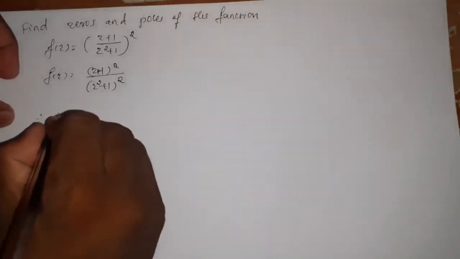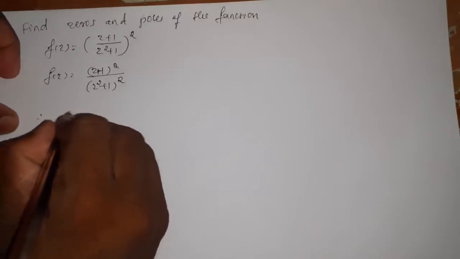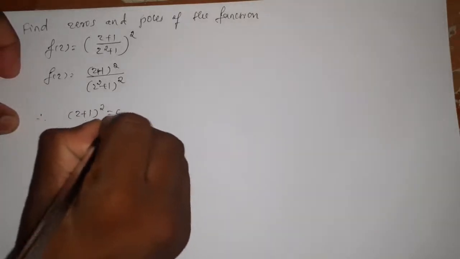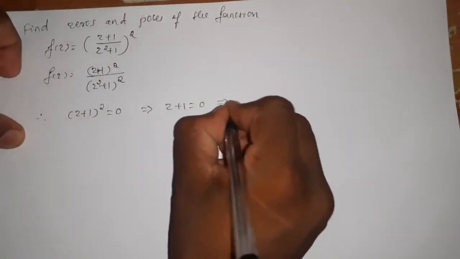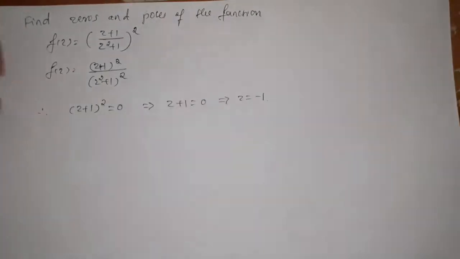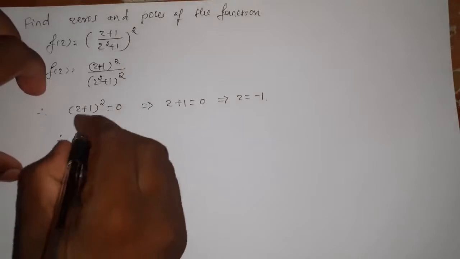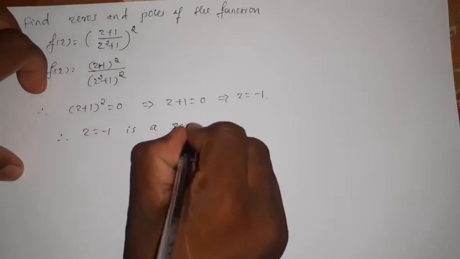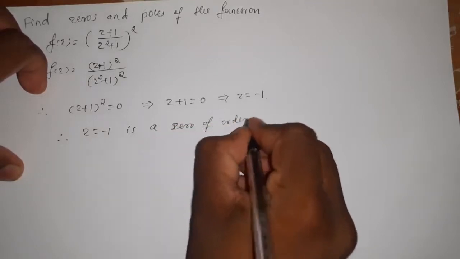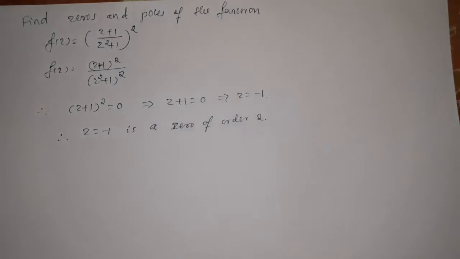So therefore here (z plus 1) whole square equal to 0. It implies that z plus 1 equal to 0, and this is equal to minus 1, that is z equal to minus 1. And the order of that z plus 1 is 2. So therefore here z equal to minus 1 is a zero of order 2, since the power of z plus 1 is equal to 2.